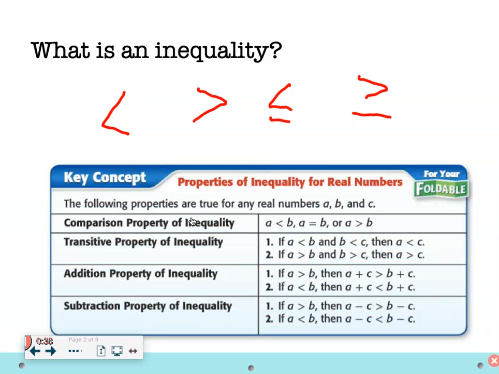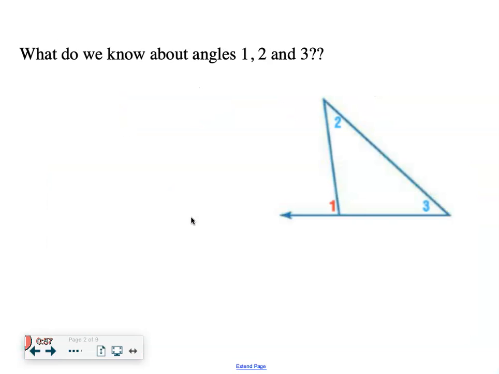We have the same kind of properties to solve these. You can add and subtract across the inequality symbol, divide, multiply, and so on. Just pretend it's like an equation or equal sign, but it's an inequality. Now this is kind of a review.